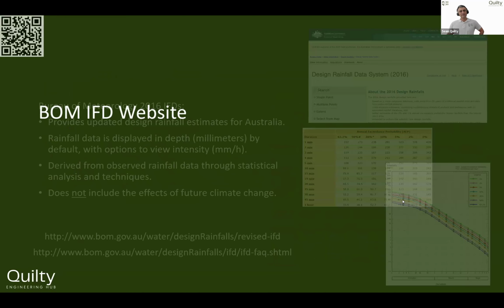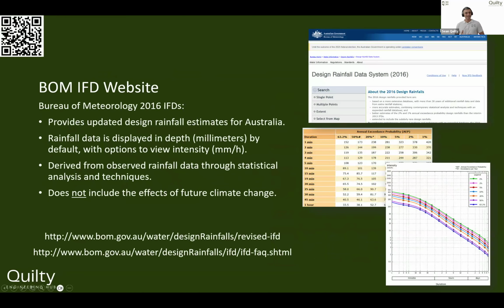So if you need to obtain IFD data, the Australian Bureau of Meteorology has a website where you can obtain IFD data from anywhere around Australia. It's free. You can just enter the website and then punch in your values, and away you go. You don't even have to sign up for anything, and it's all publicly available.